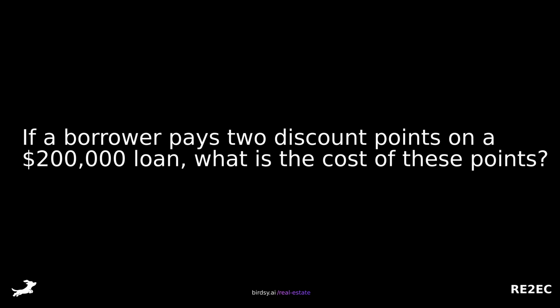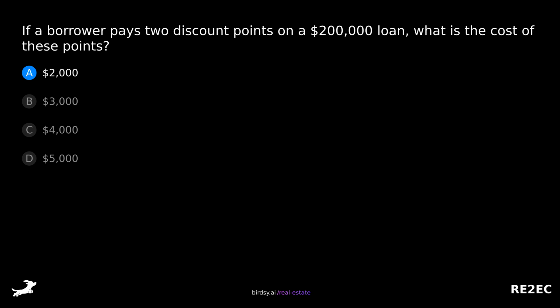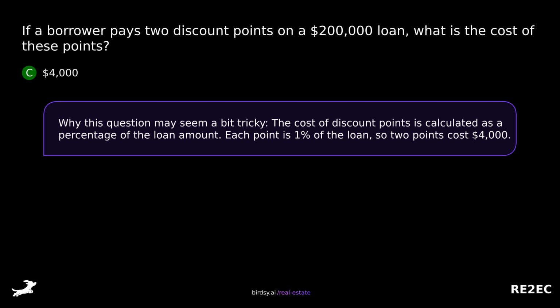If a borrower pays 2 discount points on a $200,000 loan, what is the cost of these points? Is it A, $2,000, B, $3,000, C, $4,000, or D, $5,000? The correct answer is C, $4,000. Why this question may seem a bit tricky. The cost of discount points is calculated as a percentage of the loan amount. Each point is 1% of the loan, so 2 points cost $4,000.